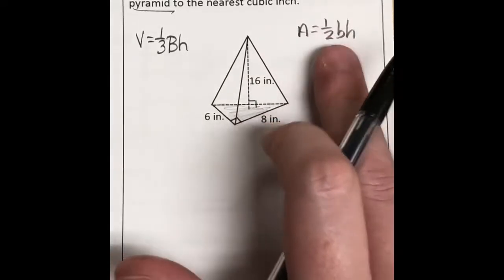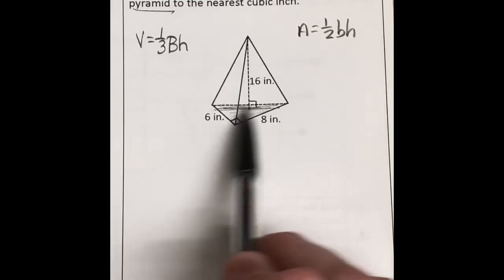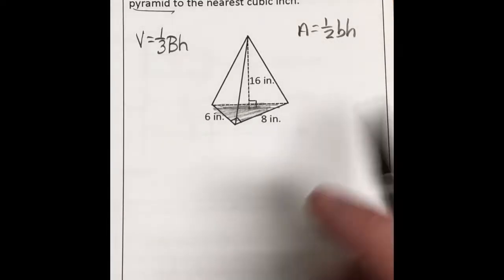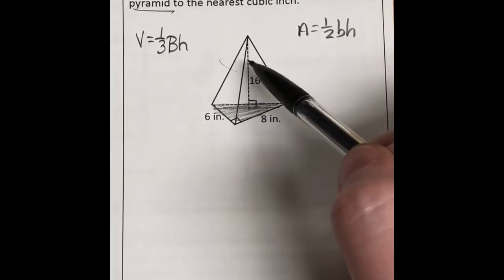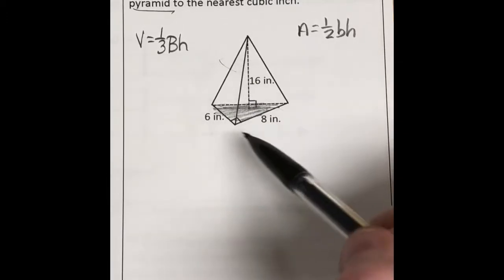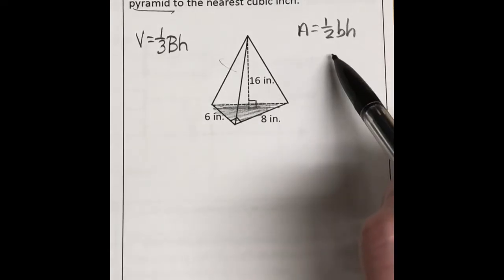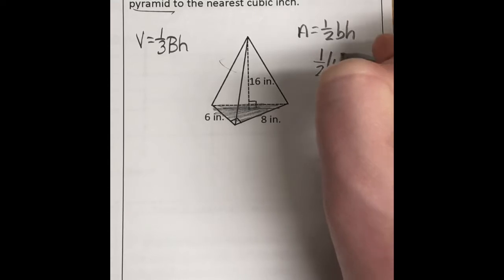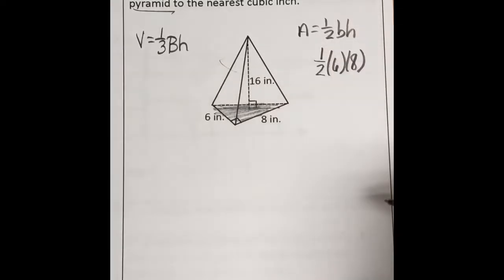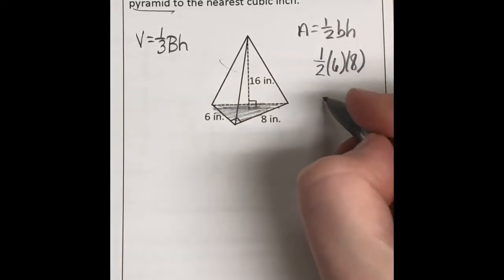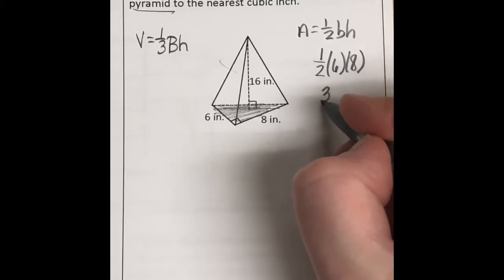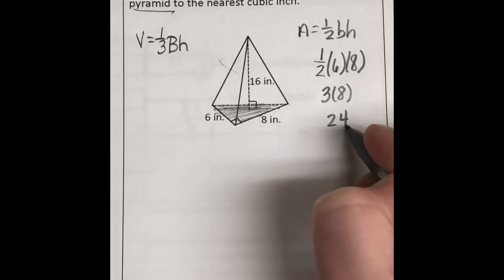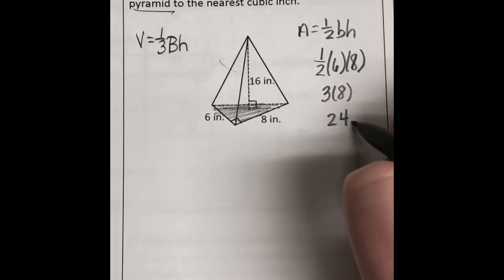So I have to find this first, which means I only care about this part that I'm shading in. I'm only caring about that base, so 16 doesn't matter to me right now. That's the height of the entire thing. Right now, I just want the area of the base. So that's going to be 1/2 times 6 times 8. Half of 6 is 3, and 3 times 8 is 24. So the area of my base is 24.